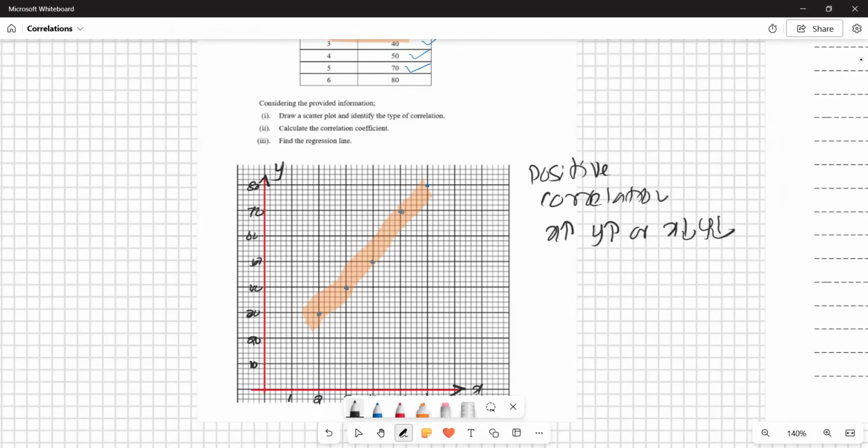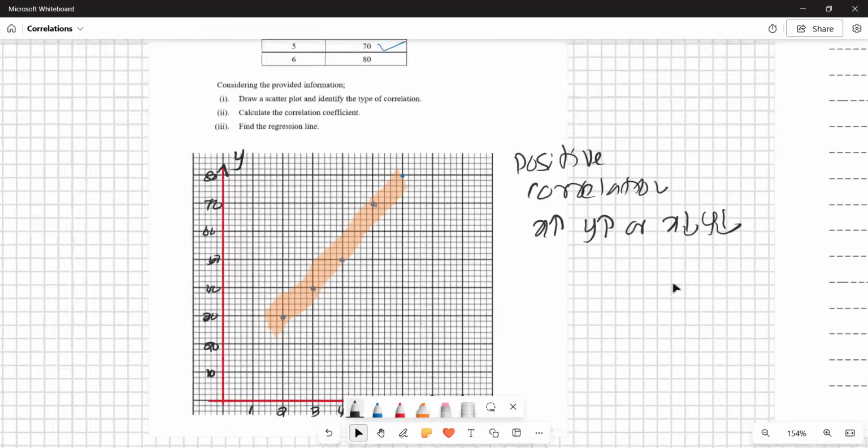Second part, calculate the correlation coefficient R. They will call it the R value. Third part, regression line with the binary plan. The table calculation for the correlation coefficient and regression line we can do simultaneously.